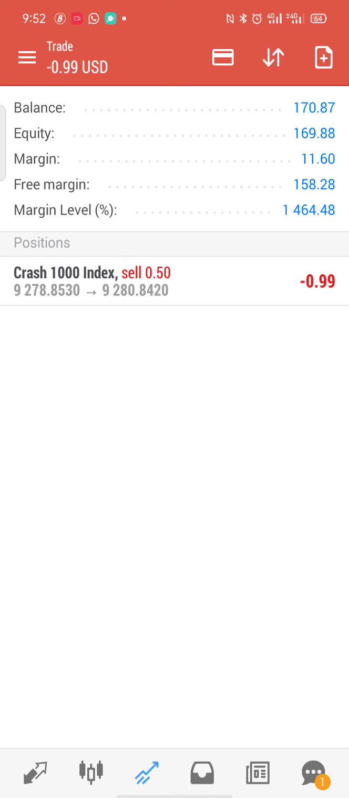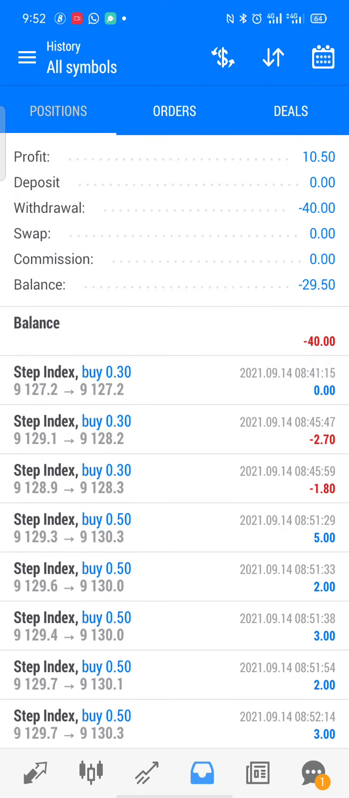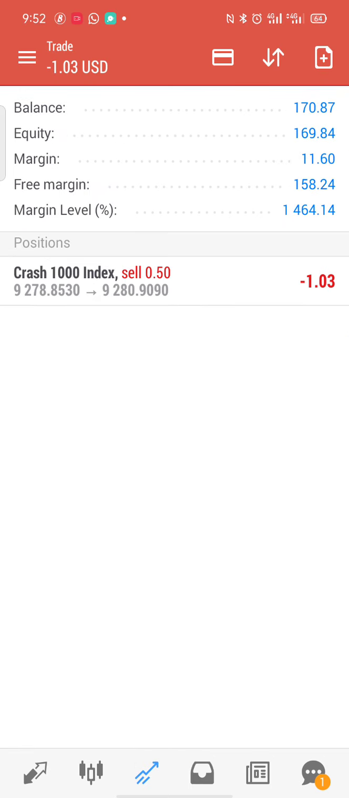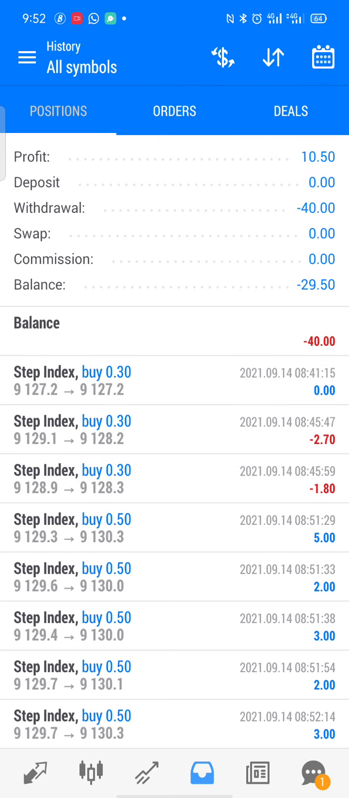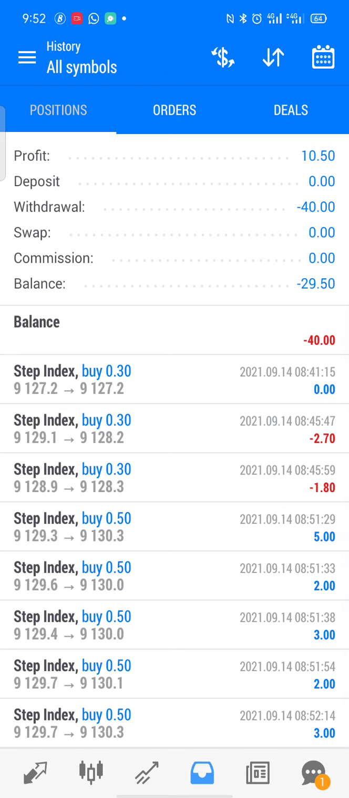You can see I just made a profit of $10 from the scalping I just did. So it's from $140, guys, as you saw on the account. Okay, let me show you my trades. Profit of $184 for today. $10 profit on the Step Index I just scalped, but this is actually $15.